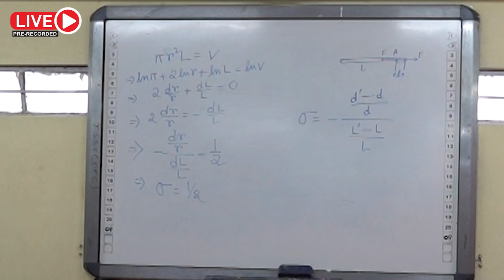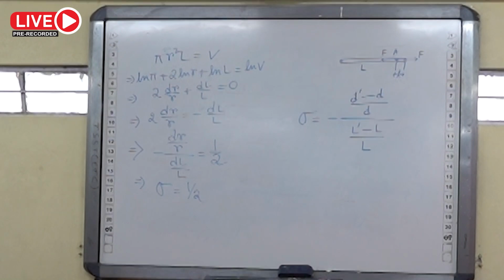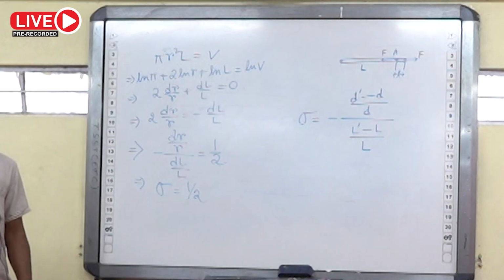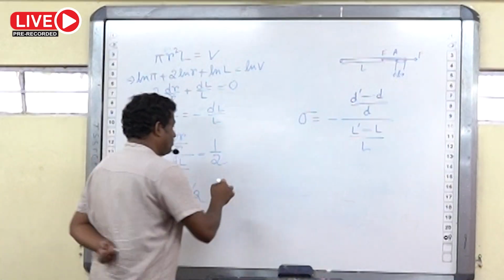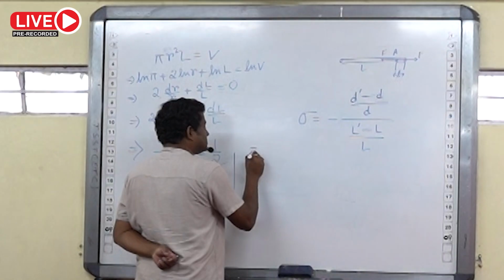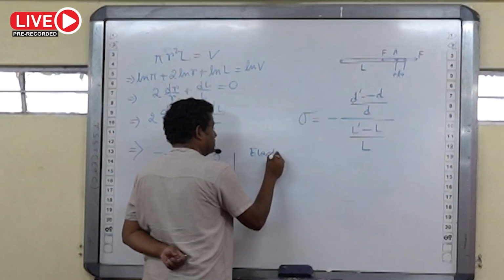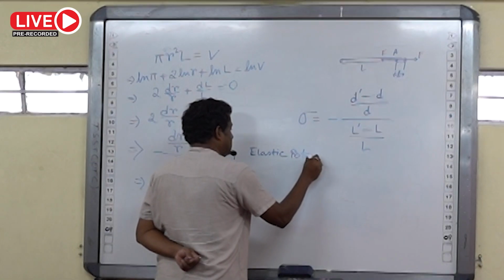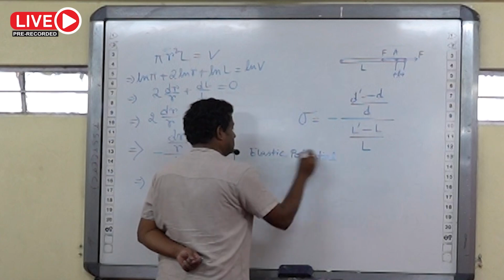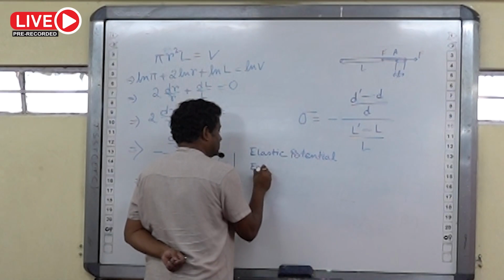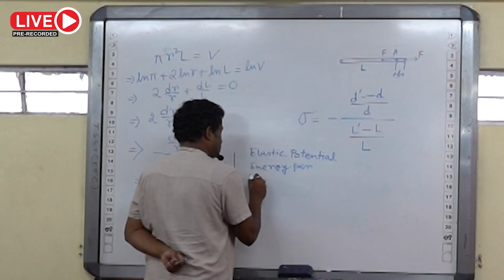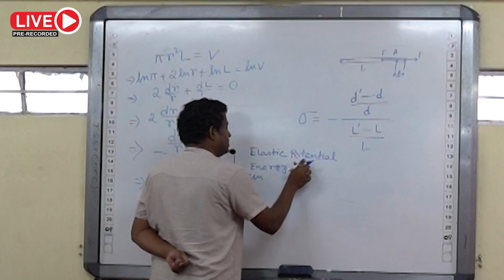And there are two formulas related to Young's modulus. Remember this formula because sometimes directly by applying those formulas you can calculate the problem. One is this one, elastic potential energy per unit volume, energy stored per unit volume.